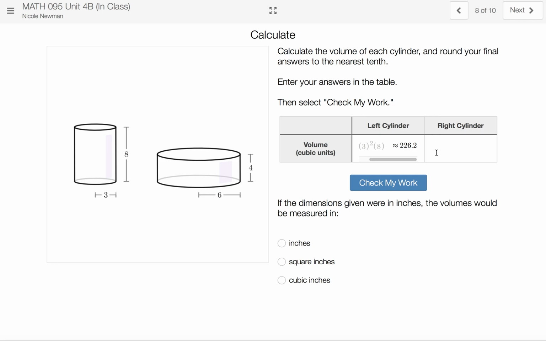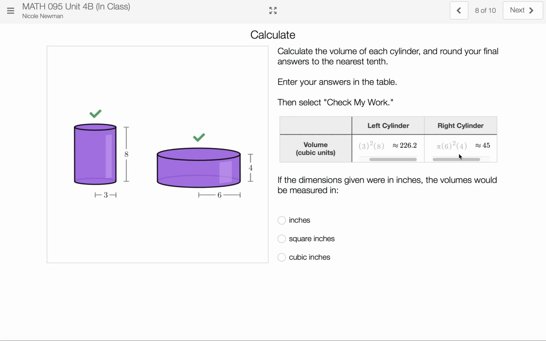For the right-hand cylinder, if I come over here and do this one, that's going to be pi times the radius, in that case is 6, that gets squared, times the height of 4. You could type it on your calculator, or you could just hit return right here. It's actually checking my work for me. I get the beautiful green check marks. That right-hand cylinder has a volume of 452.4.